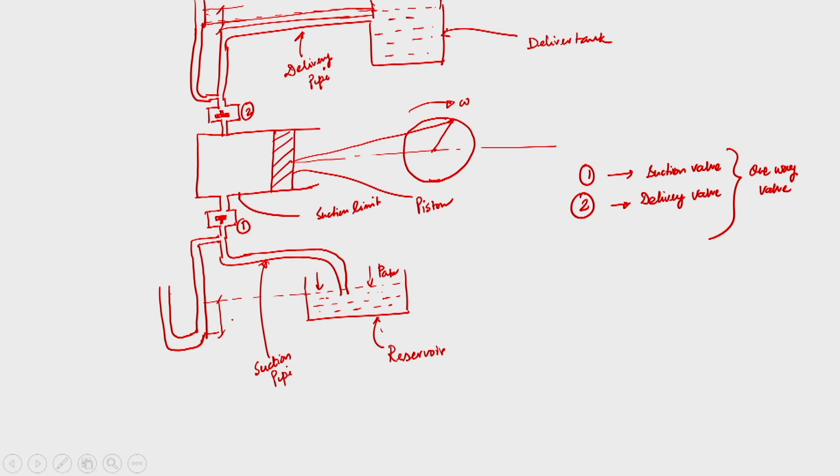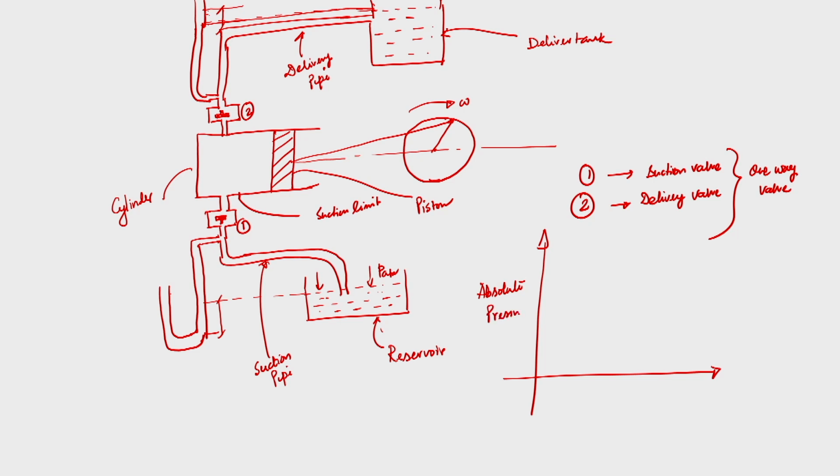So, let us now discuss how it works. We are having one cylinder, this is the cylinder, and we will draw the indicator diagram. This is very important. So, we have absolute pressure on one axis, this is volume, and say this is the atmospheric pressure.